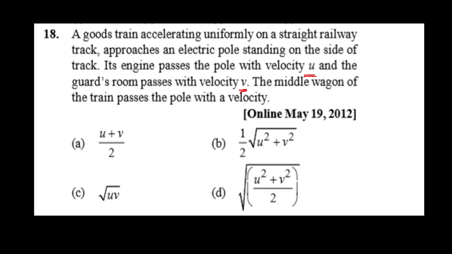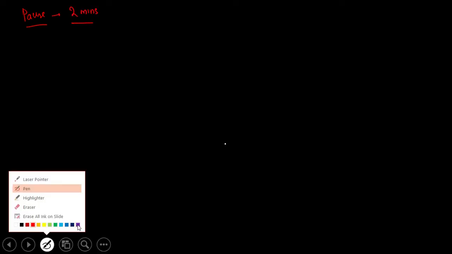The middle wagon of the train passes the pole with the velocity... It's a good question. Let's see how it's done. So you guys take 2 minutes. Pause the screen. Just pause it. Take 2 minutes. Right. Okay. Now, guys, can we start?